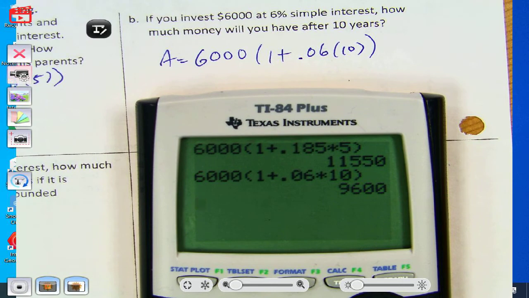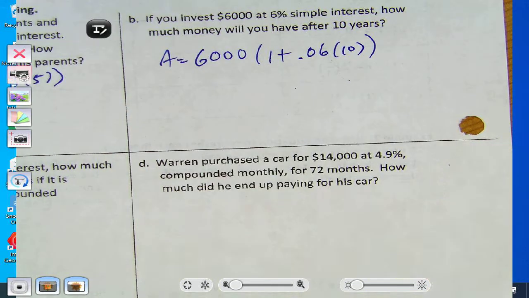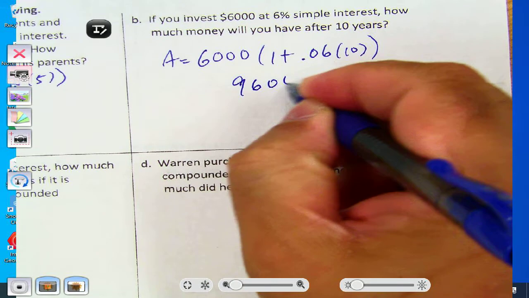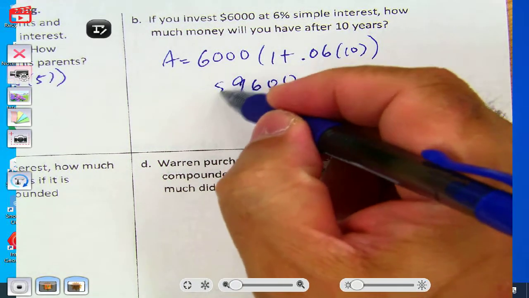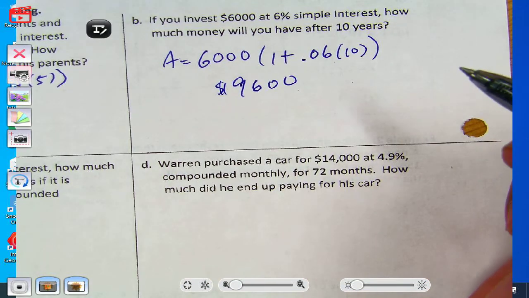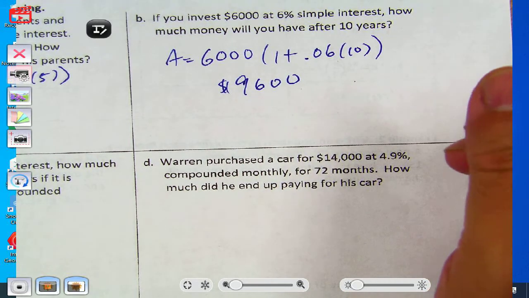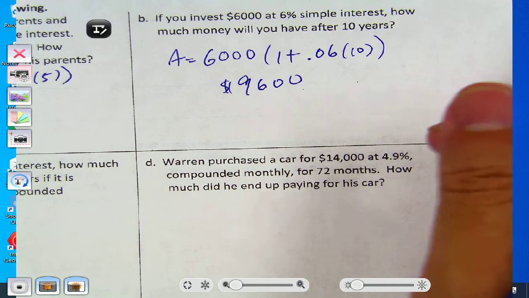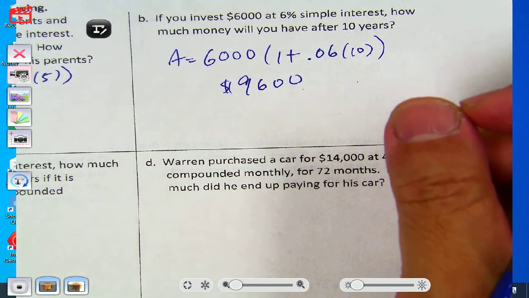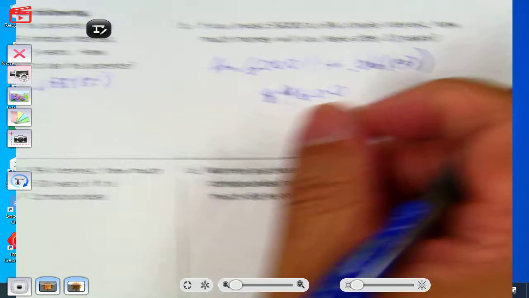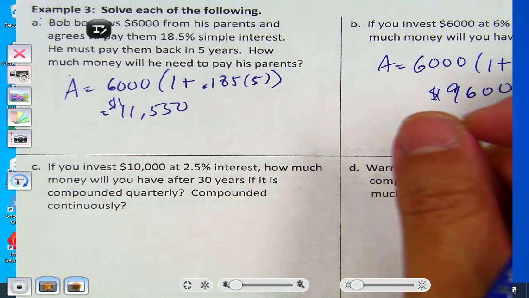All right, answer is $9,600. Oh, that's not bad. You get $3,600 back? But I don't know anybody who gives you 6%.